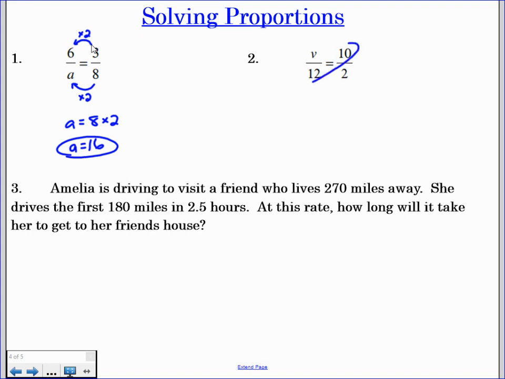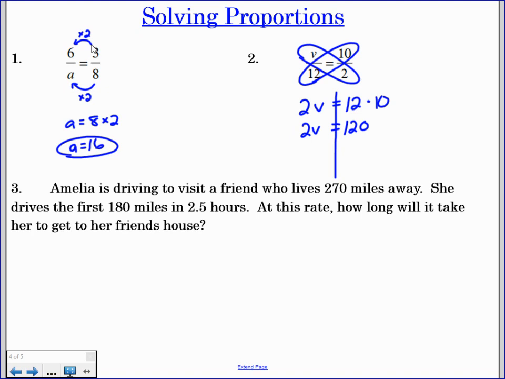Cross products say that if two ratios form a proportion, their cross products have to be the same. So that means that 2 times v, whatever v is, has to be the same as 12 times 10. I basically just need to treat this as an equation. This is an equation now that I'm going to solve. So first, I'm going to leave the 2v alone, and I'm going to multiply 12 times 10 and get 120. So that means 2 times v needs to equal 120.